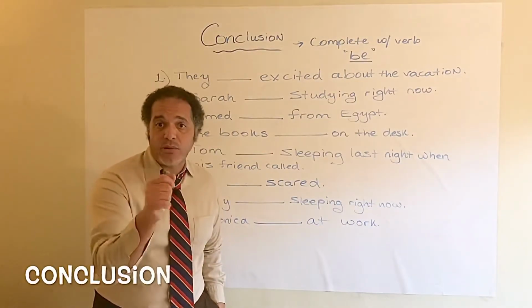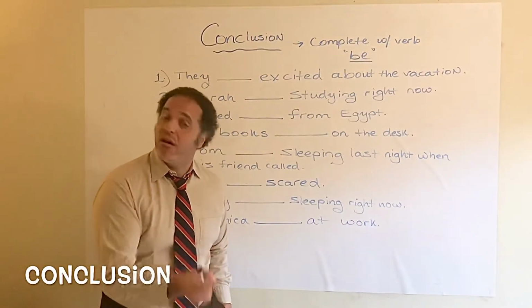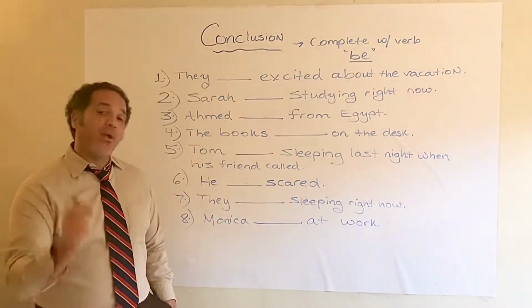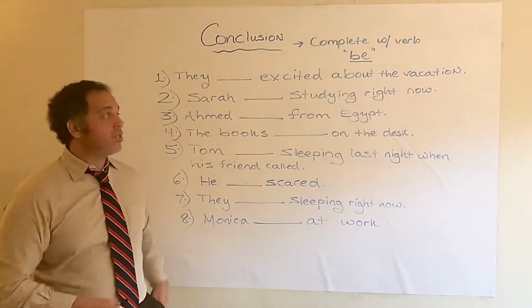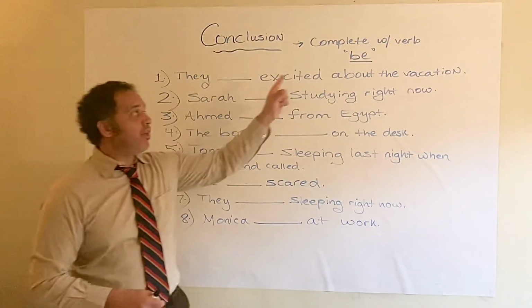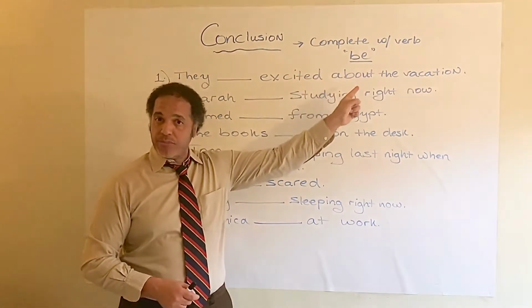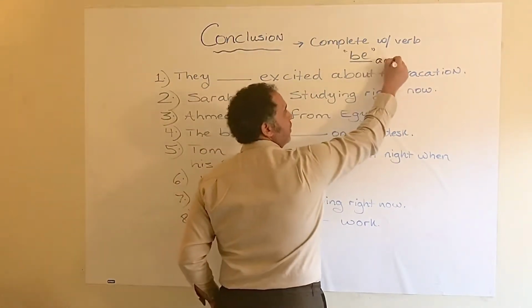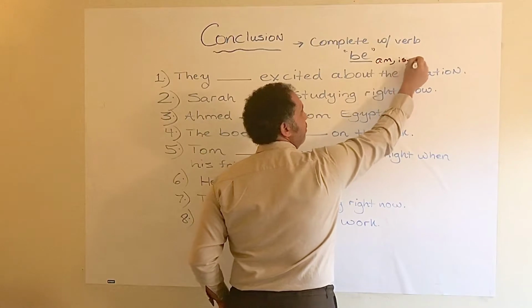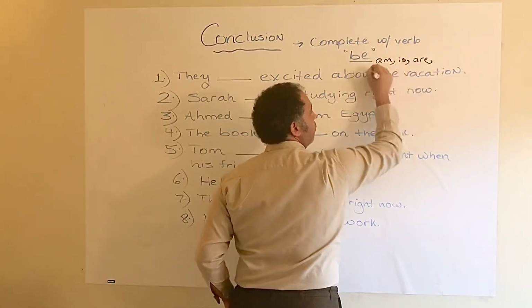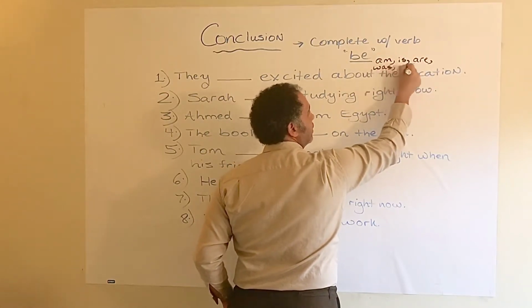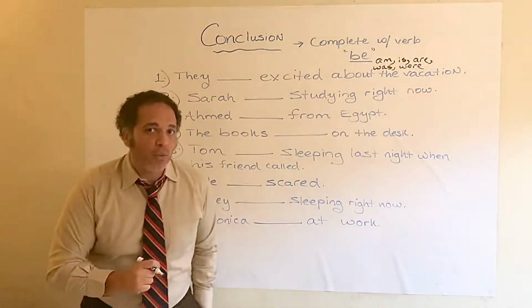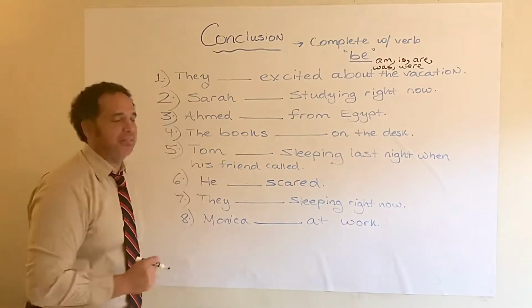Okay, so here we are. We finally made it to the conclusion. On the board behind me are 8 sentences, and what we want to do with each sentence, we want to complete it with some form of the verb be. It could be am, is, are, was, and were. So we are going to go one by one and we're going to see what we learned.